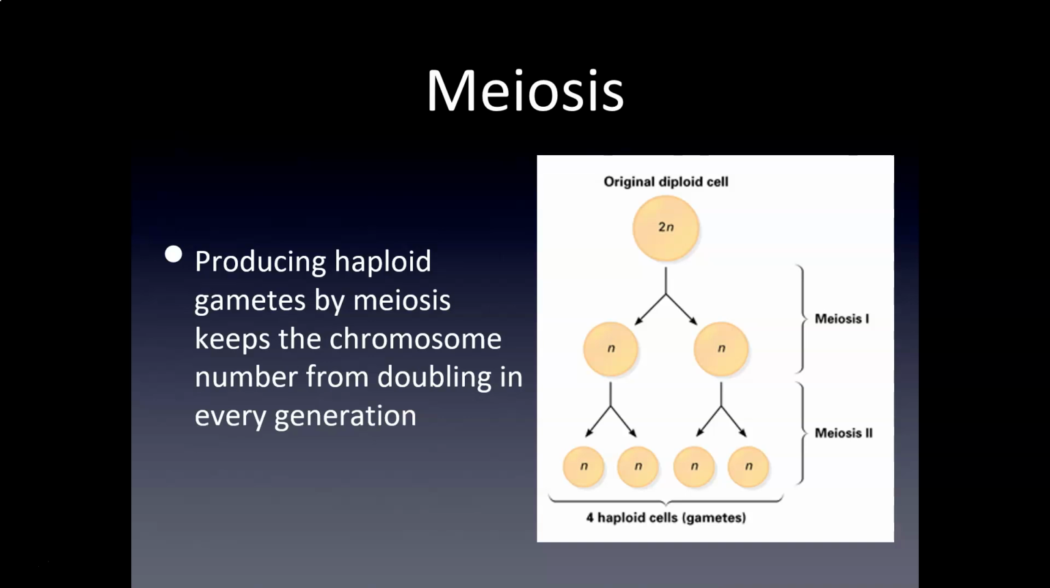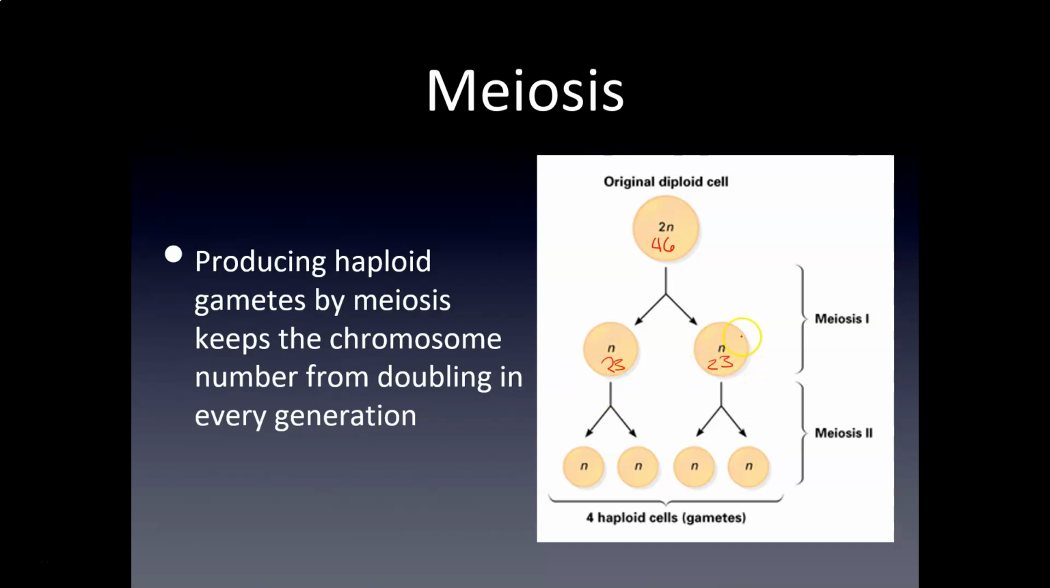So again, the real purpose here is to ensure that I'm not duplicating the chromosome number every time. So I'm going to start off with that diploid cell, and again, if we're talking humans, that means that there's 46 chromosomes in that cell, right? So that diploid number here would be 46. And if you take note, by the time I get through that first round of cell division, I already have haploid cells, right? Remember, that's what that N means. So there's only 23 chromosomes in these cells by this point.